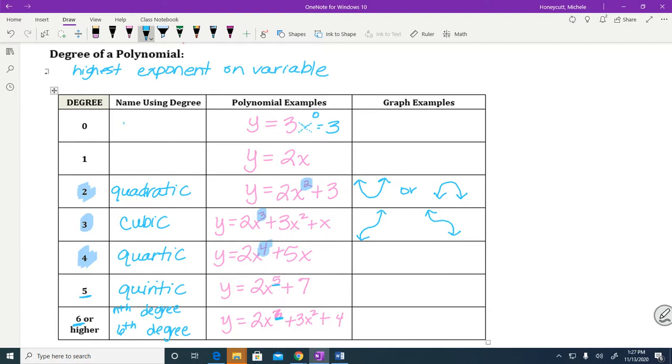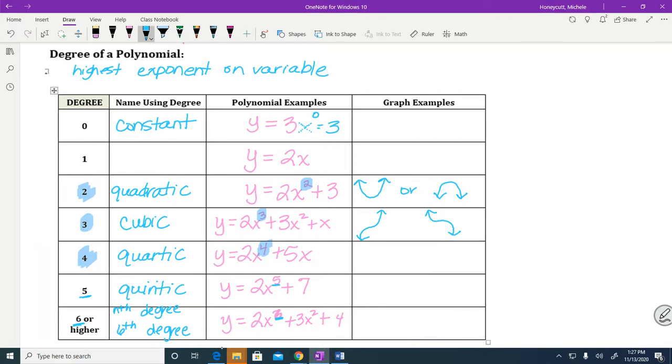We would call this a constant function because it's constantly 3. It's never going to change. But if it's not constant, then you could put any value for x in and the y value would change. Constant means the y is always going to be 3 no matter what the x is.